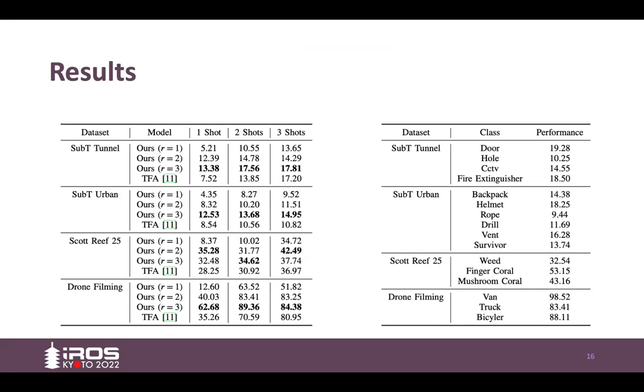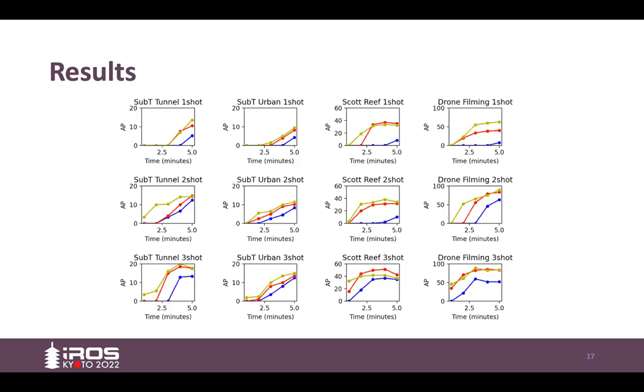The results are that we compared our model with TFA, and our model has three types: R1, R2, and R3, which is the ratio of using novel shots compared to the base shots. When we use R2 or R3, we observed that our interaction method outperforms the TFA methods. What you see on the right side is the best performance of object detection on each class of objects.